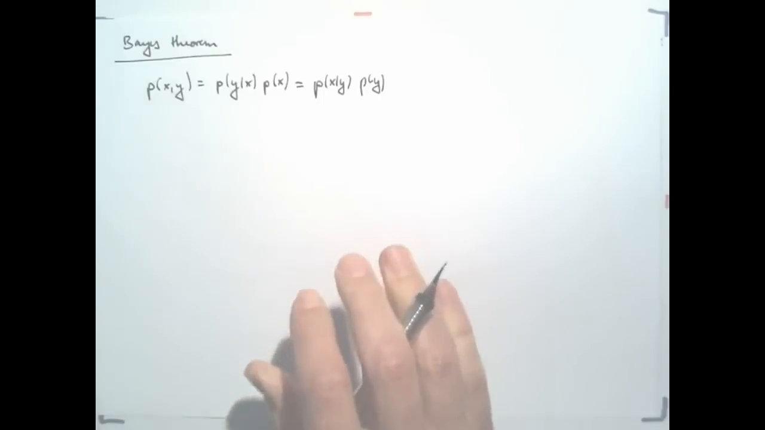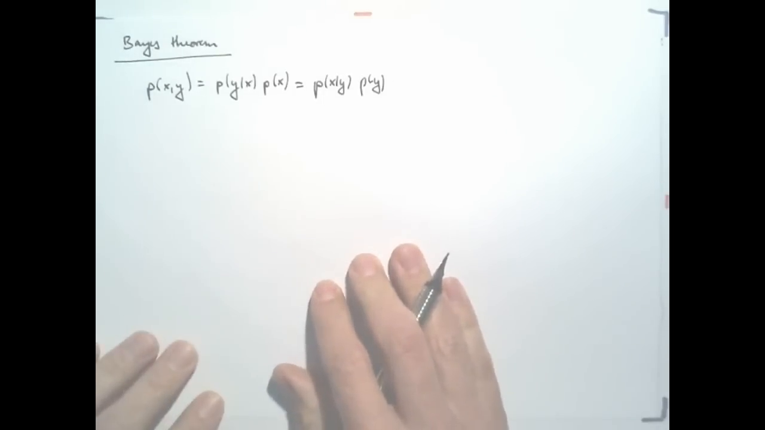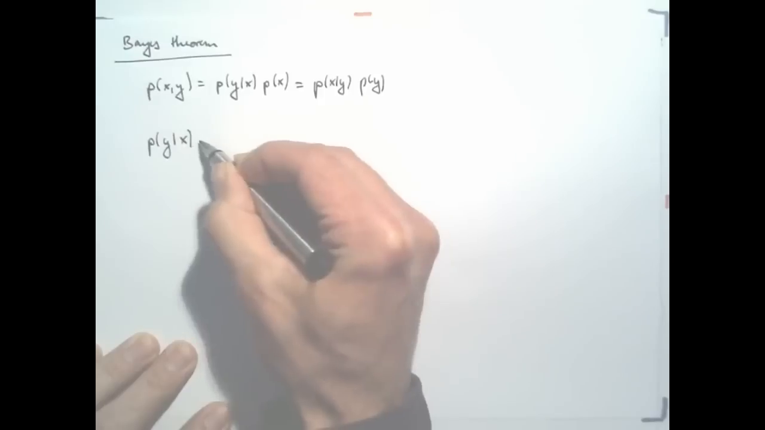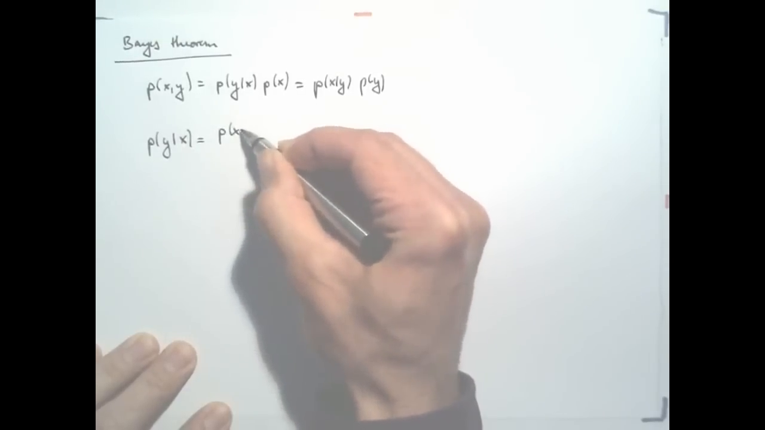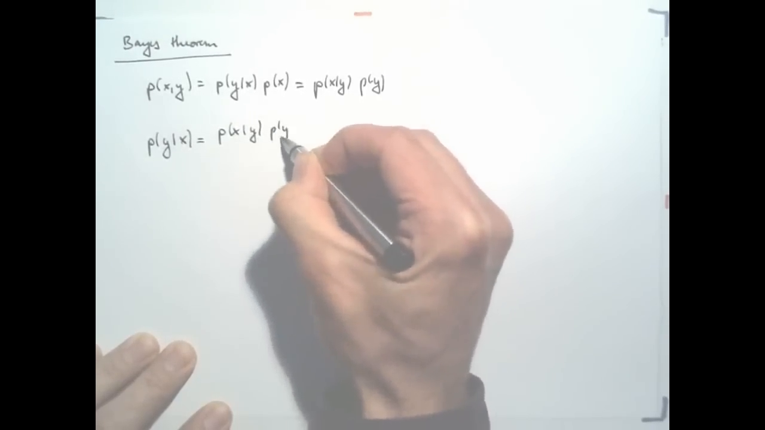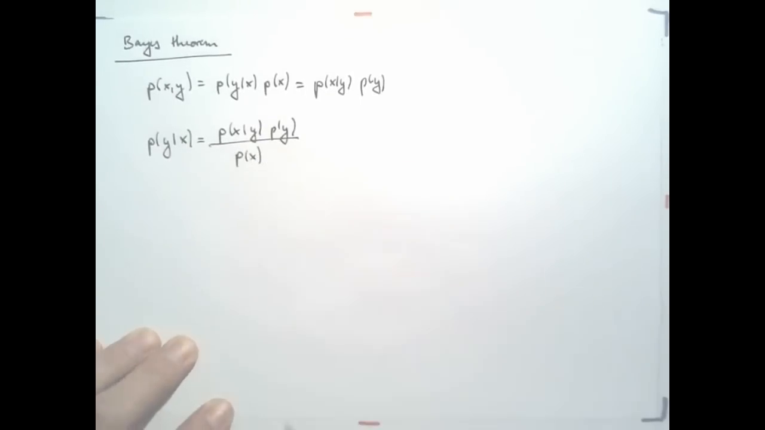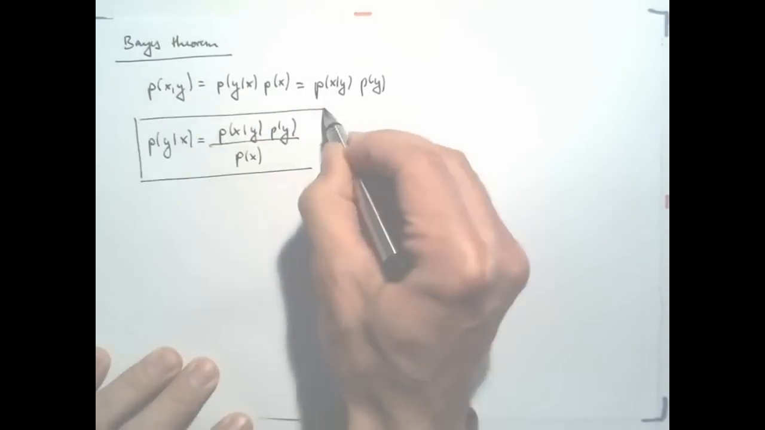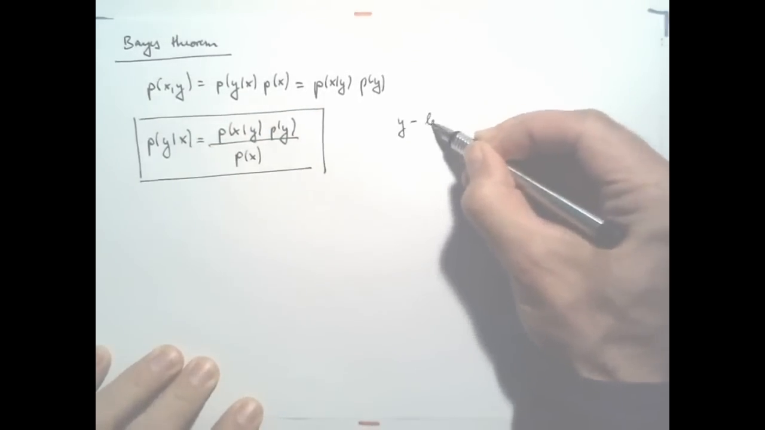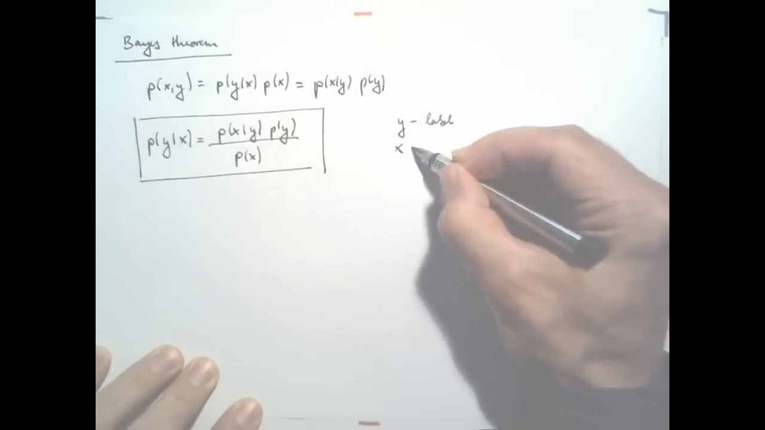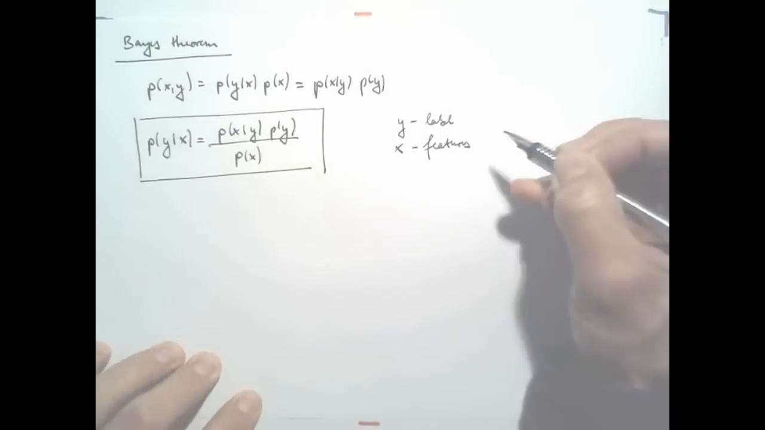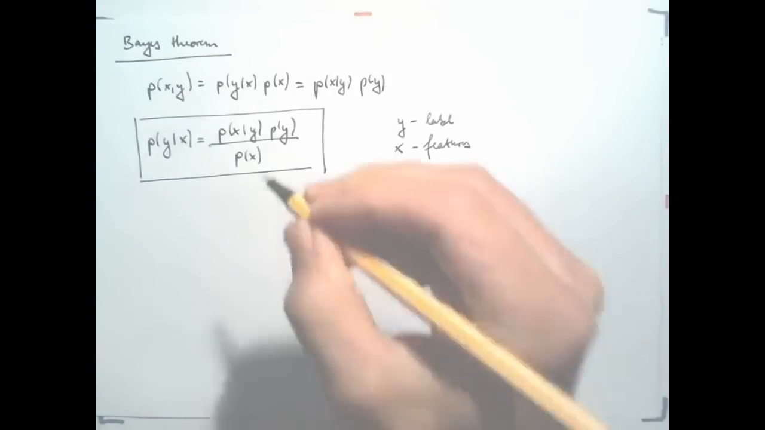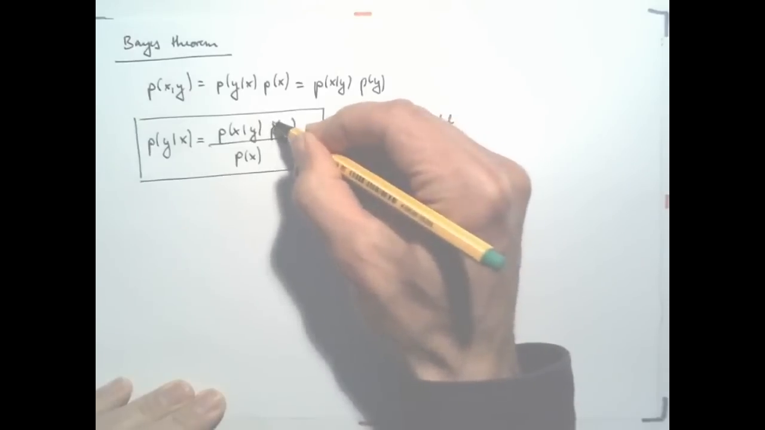And now, taken together, I can reformulate this as the probability of y given x being p of x given y times p of y divided by p of x. So now let's fill this with life. Let's say that y is the label and x are the features. Then what we see here is, well, can you try and guess, or can you explain to me what is p of y?